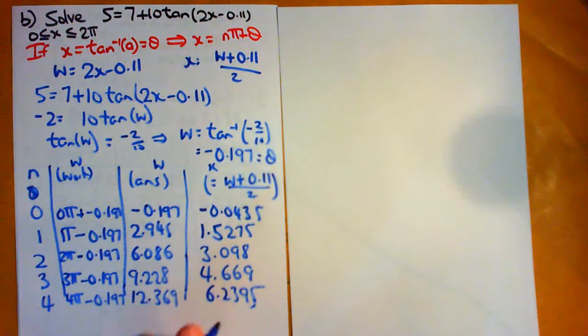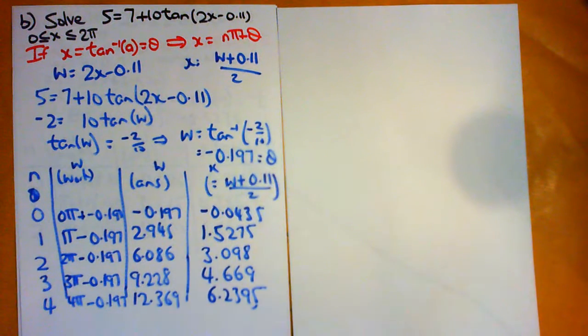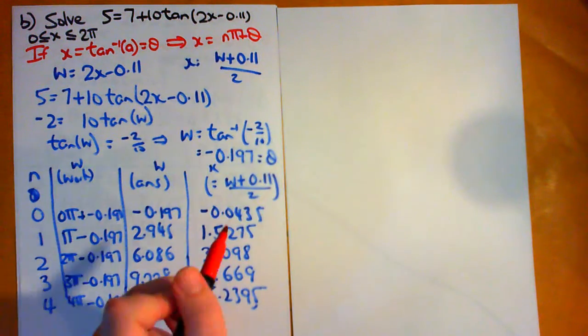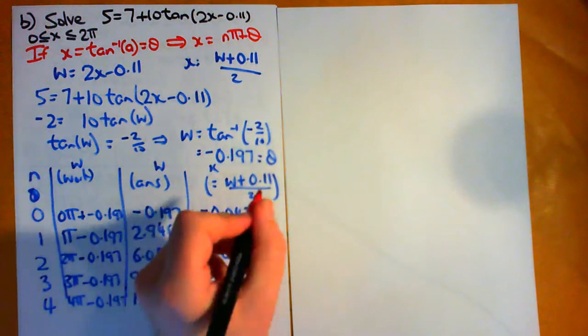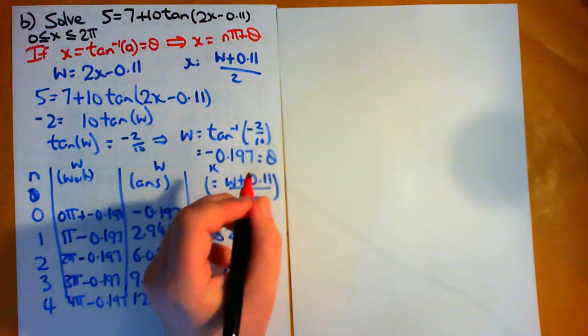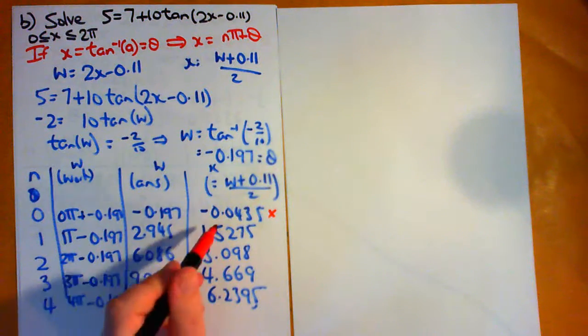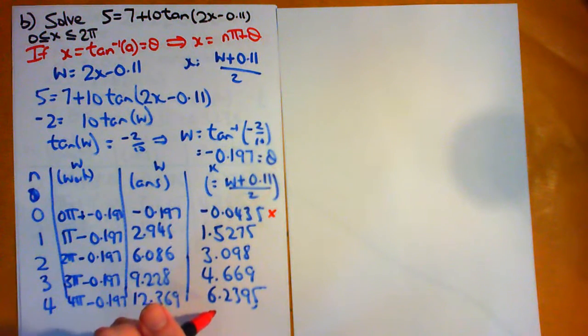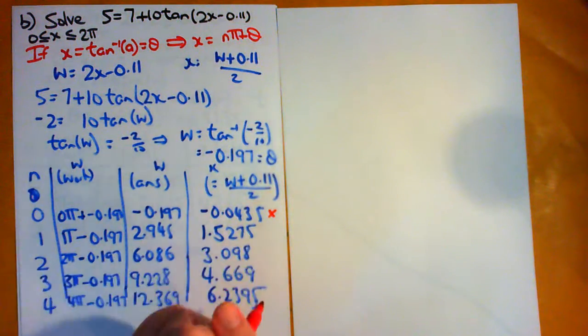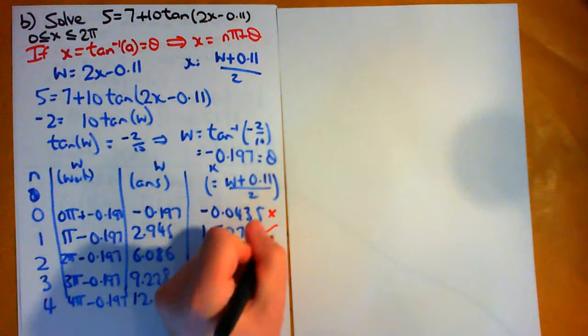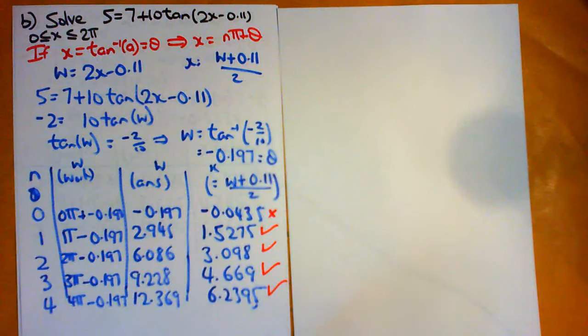is 6.2395, which is almost 2 pi. Remember, 2 pi is 6.283, so that is pretty close. So I think we can be confident that we've got all of the solutions now. So this negative solution is certainly too small if we're looking for solutions between 0 and 2 pi. And all of these 4 solutions are between 0 and 6.283, so all of these are within our required range.